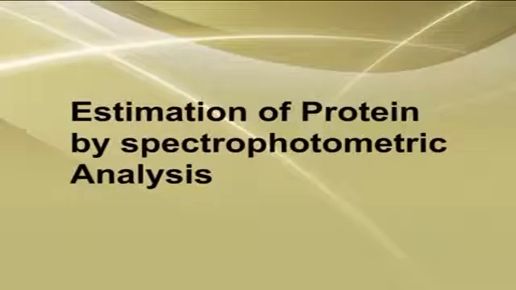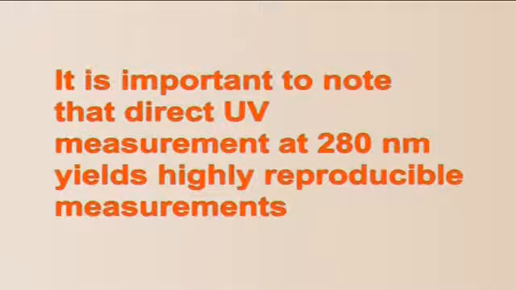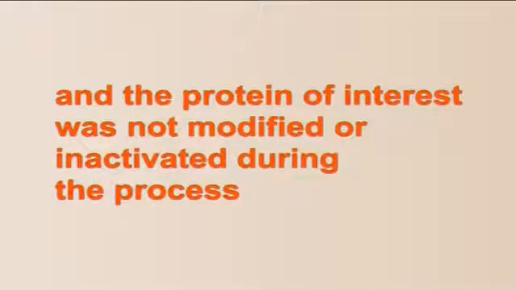The next application: estimation of protein by spectrophotometric analysis. Since protein absorbs light at specific wavelengths, a spectrophotometer can be used to directly measure the concentration of purified protein in solution. It is important to note that direct UV measurement at 280 nanometers yields highly reproducible measurements, since no reagents are added to the protein solution and the protein of interest is not modified or inactivated during the process. It also produces quick results since the sample does not need to be incubated in order to complete the process.